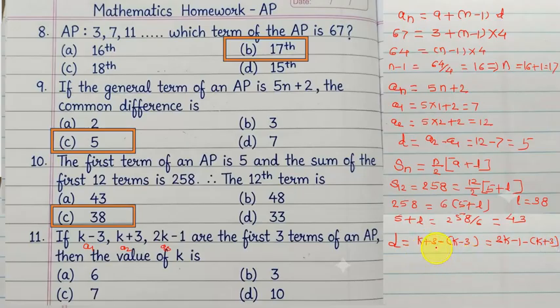If we simplify here, the k terms get cancelled, and 3 plus 3 is equal to 6. What about here? After simplifying, 2k minus k gives k, minus 1 and minus 3 is minus 4. It implies that k is equal to, transferring this minus 4 to the left hand side, 6 plus 4, and that is equal to 10. Hence the value of k is 10. Option D is correct here.